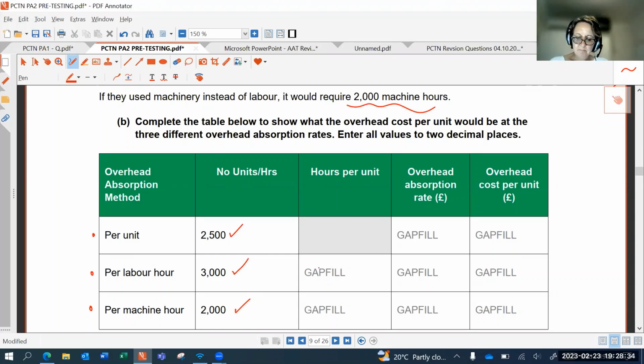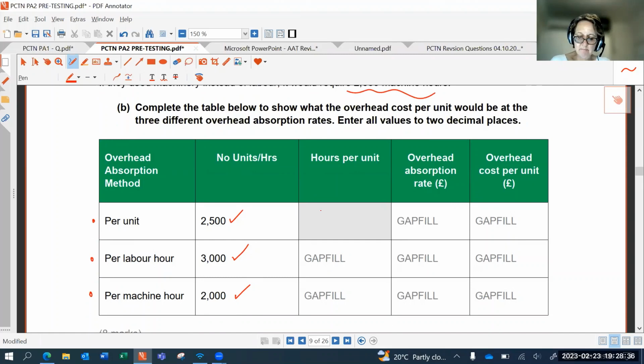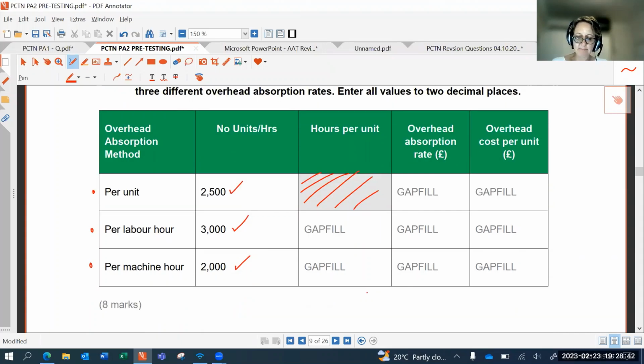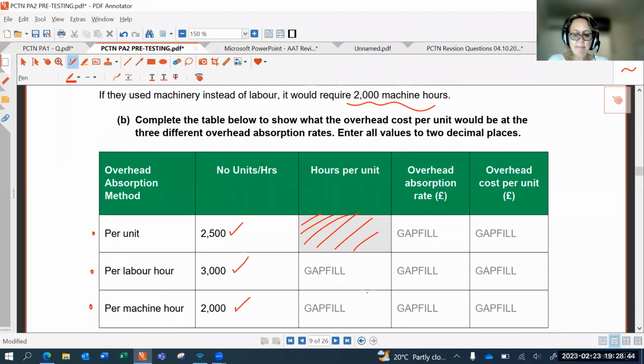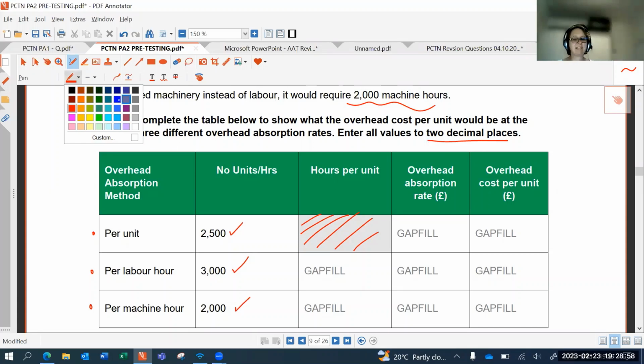So the little blanked out part is blanked out because nothing goes in there. The others are going to be filled in. So gap fill. Complete the table below to show what the overhead cost per unit would be at the three different OARs, three different overhead absorption rates. All values must be to 2 decimal places. So don't lose the marks by not doing the rounding properly. Let's make sure we do use 2 decimal places. Have we got some working space?